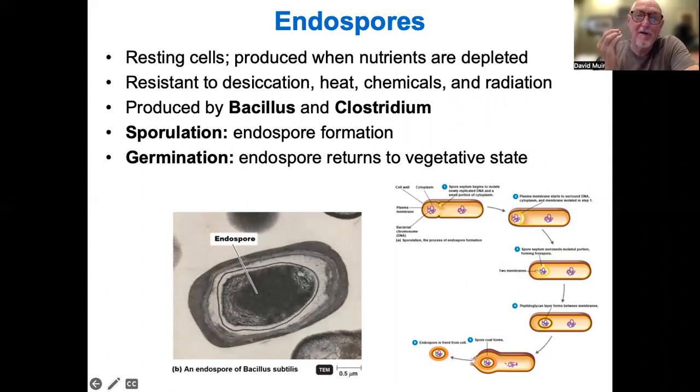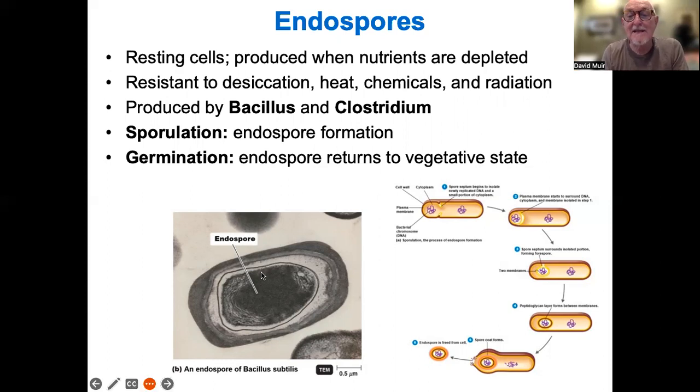These are very, very resistant and very, very long-lived. They're also extremely small, so they can be blown around very easily. And when they land in suitable conditions, they germinate and form a normal functional vegetative cell. They are extremely long-lived. In fact, some have been recovered, for example, from tombs of mummies, thousands and thousands of years old, and put into medium, they immediately germinate.